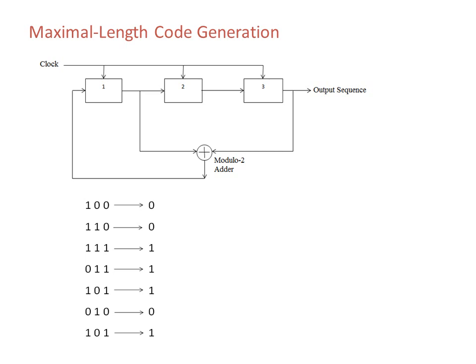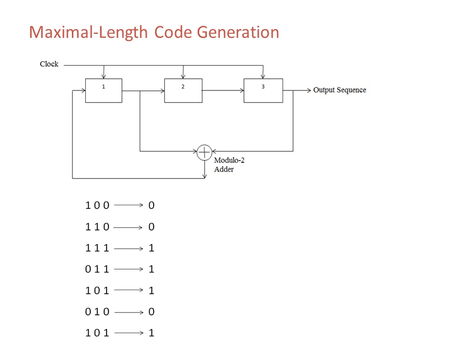Now let us look into the working of this maximum length code generator. Now let us consider the initial value at the input of each shift register. Let it be 1 0 0. That means at the input of the first register the value is 1, at the input of the second register the value is 0, and at the input of the third shift register it is 0. Here one important thing we need to consider is the value should not be 0 0 0. That means at the input of all the three shift registers the value should not be 0.